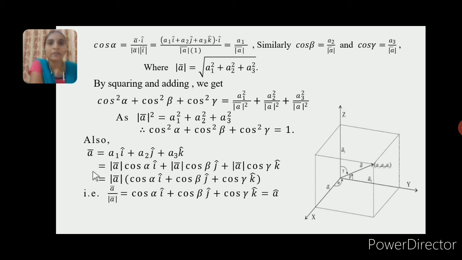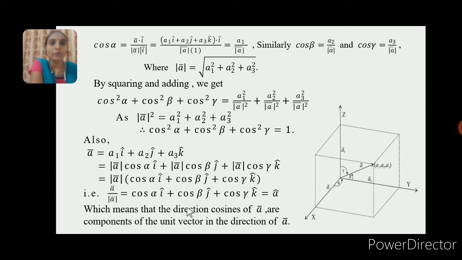That is, a bar upon magnitude of a bar is equal to cos alpha I cap plus cos beta j cap plus cos gamma k cap, which is equal to a cap, which means that the direction cosines of a bar are components of the unit vector in the direction of a bar.